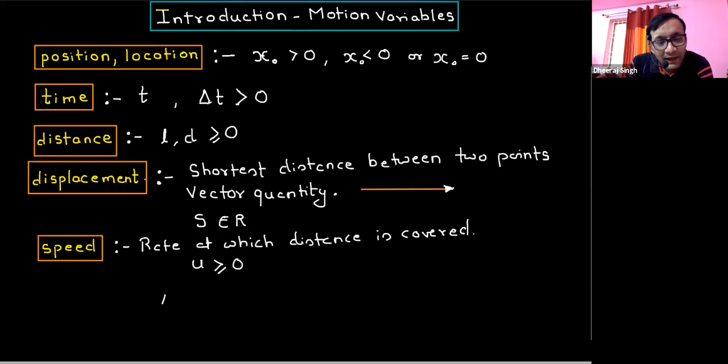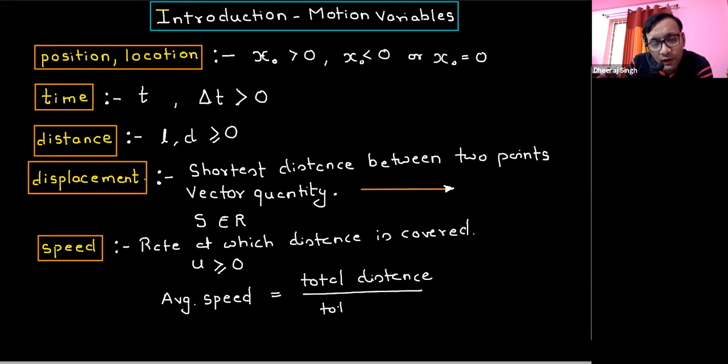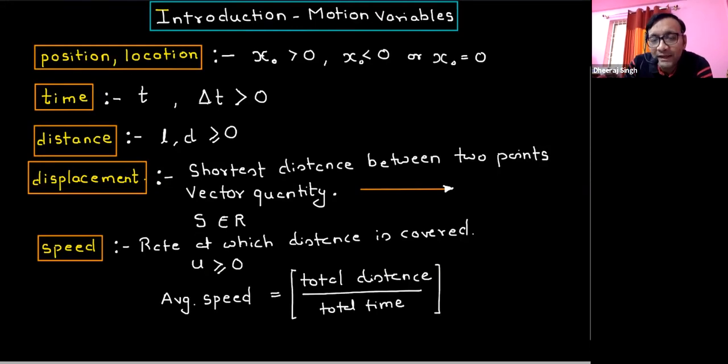Fine. There is a concept of average speed also. Average speed is basically equal to total distance divided by total time. Okay. So suppose you have traveled a distance of 100 kilometers in 2 hours. Your average speed is 50 kilometer per hour.